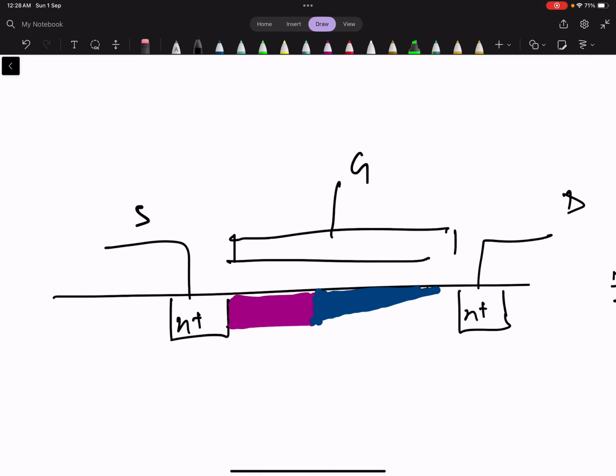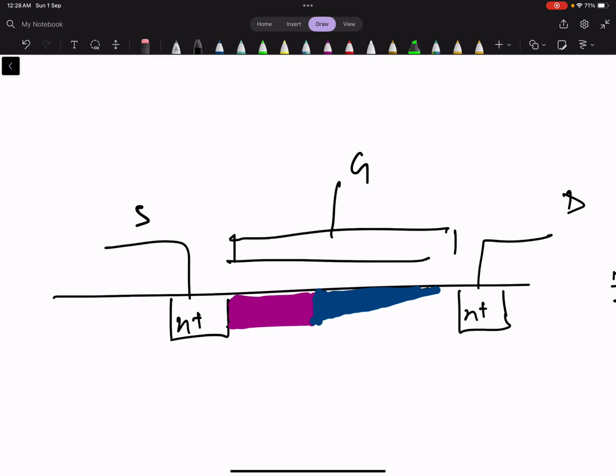Hello. So in this video we will see what is the stack device and what are the things to be taken care while designing the stack devices of NMOS. Basically we'll see the NMOS only in this video. So what is the stack device and what are the things to be taken care.